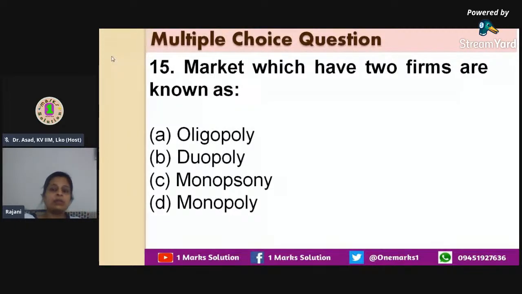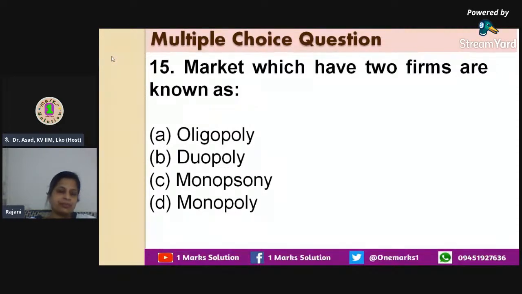Markets which have two firms are known as... What is the name given to that one? Oligopoly means not two firms, but a few firms, more than two. It's a special case like duopoly. Duopoly means two sellers. In the question it is specifically mentioned two firms. So the answer is definitely duopoly.